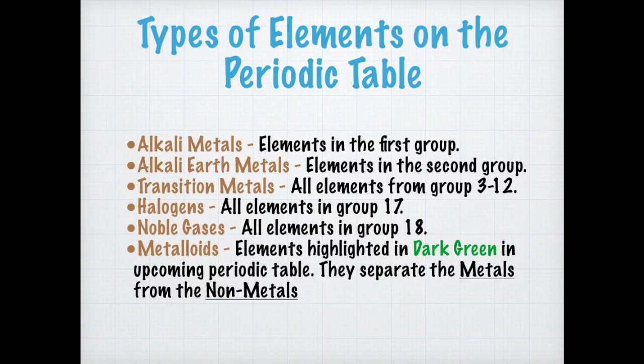Now let's move on to the metalloids. Metalloids are elements highlighted in dark green in the upcoming periodic table. I've done this because they don't have a specific group, okay? They are spread apart in groups. So they separate the metals from the non-metals. Now let's look at the periodic table. Let me move on to the next slide.